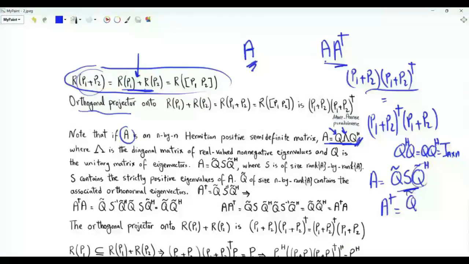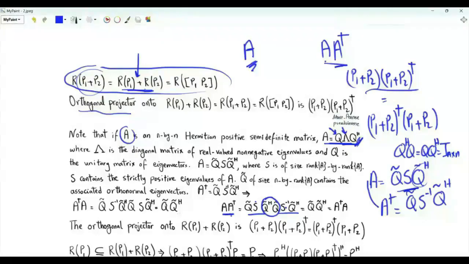A dagger is Q tilde S inverse Q tilde Hermitian. The inverse of S is simply a diagonal matrix with the reciprocals of the strictly positive eigenvalues of matrix A. If we multiply A dagger, we find that this product is identity of size rank of A by rank of A. Recall that the columns of Q tilde are orthonormal. S times the inverse of S is identity. This product is Q tilde Hermitian.